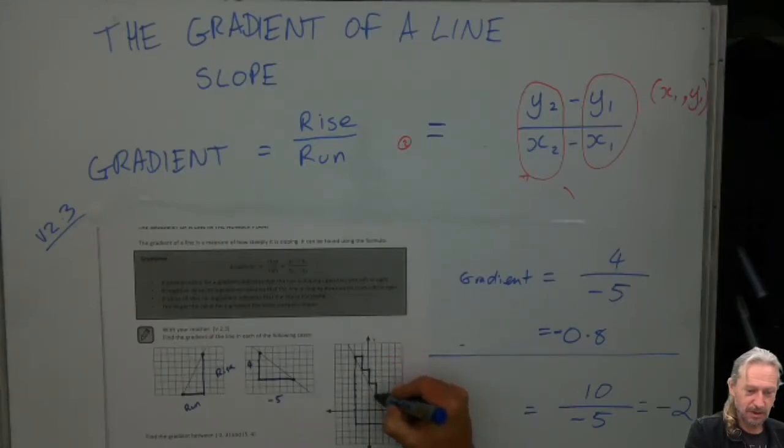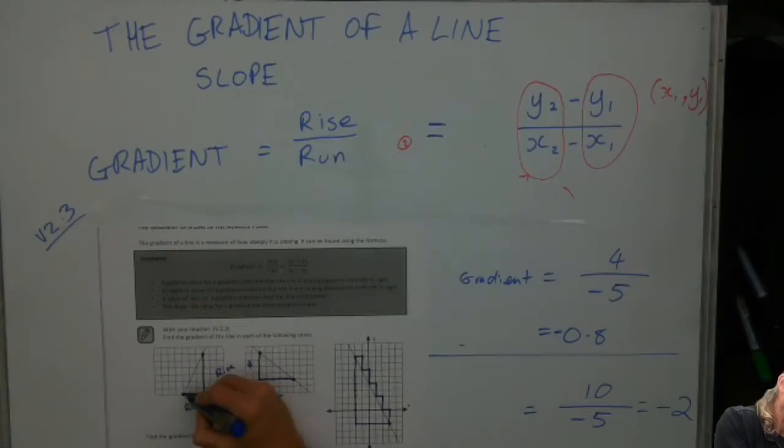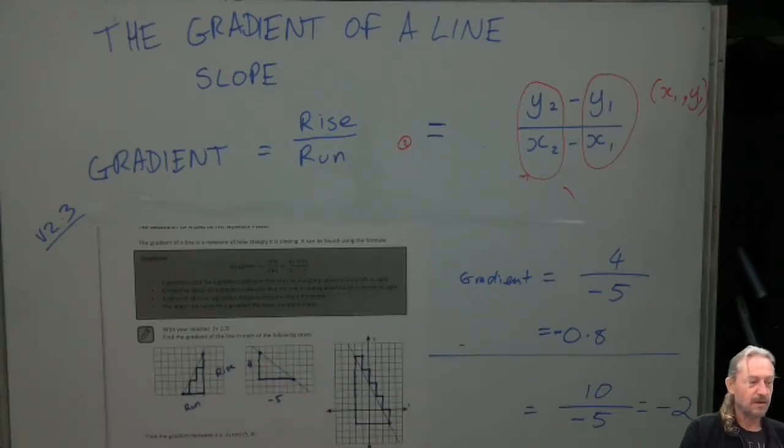It's probably a good way to think of it. Every step in the positive x direction we come down. Whereas this one, every step in the x direction we go up. I think that's really all there is to say.